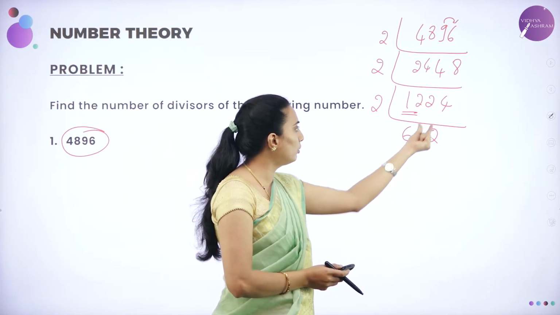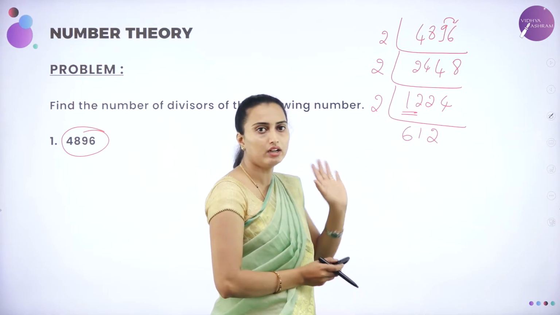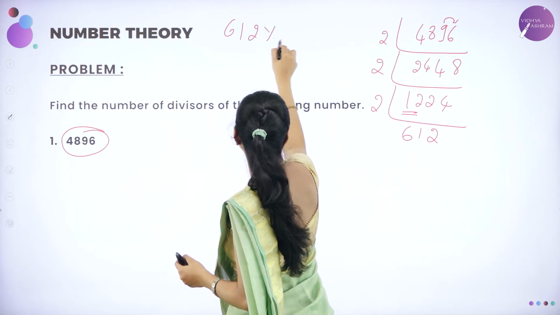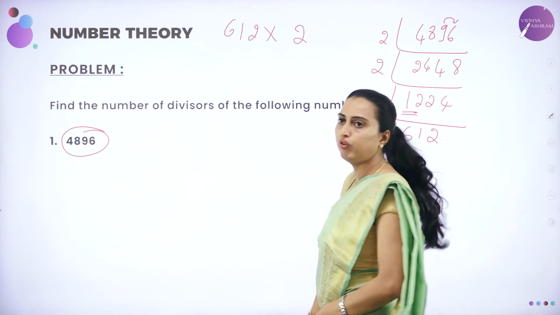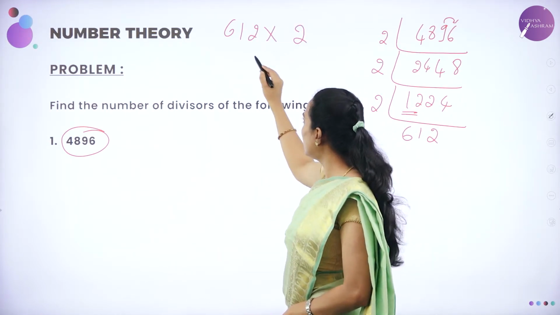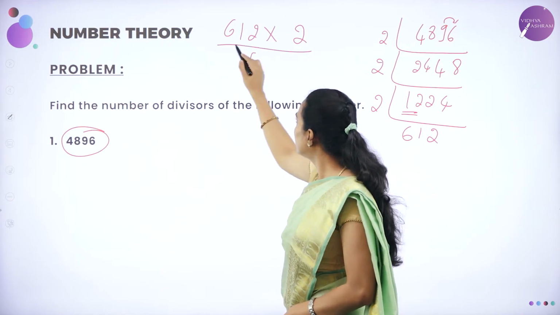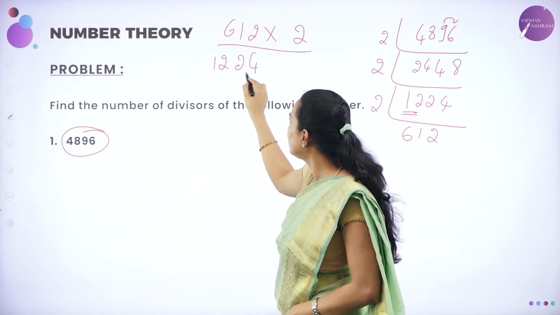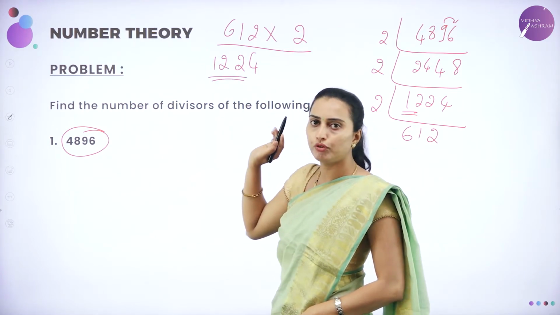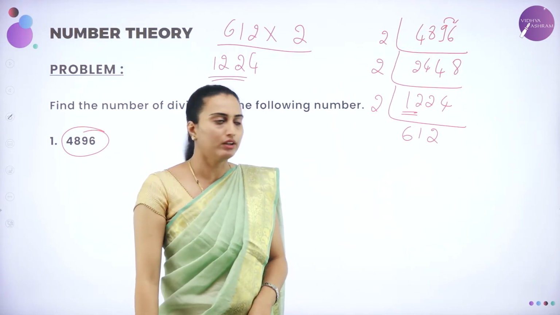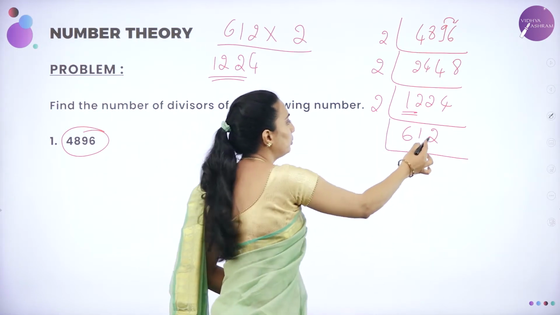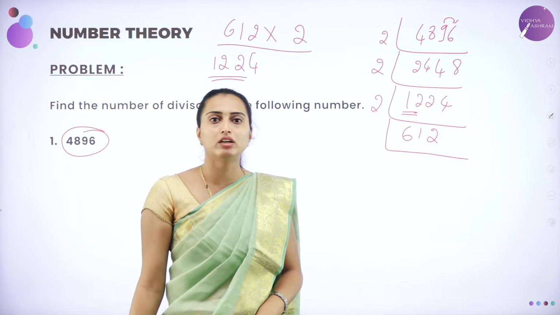Again 2 1s are 2. 2 2s are 4, right? Multiply and check out. 612 into 2 must give you 1224. See here, 2 2s are 4. Correct? 2 1s are 2. Again 2 6s are 12. Right? So it is giving you 1224. Therefore multiplication is proper. So next you are going to have, again, 2 is an even number ending with again 2.